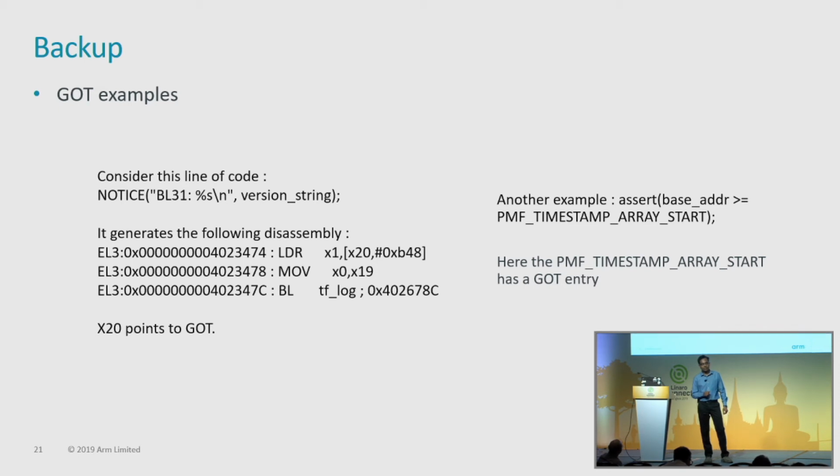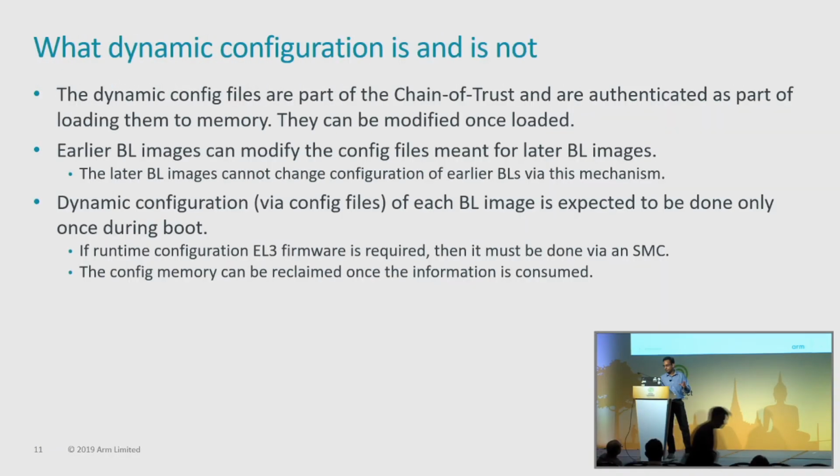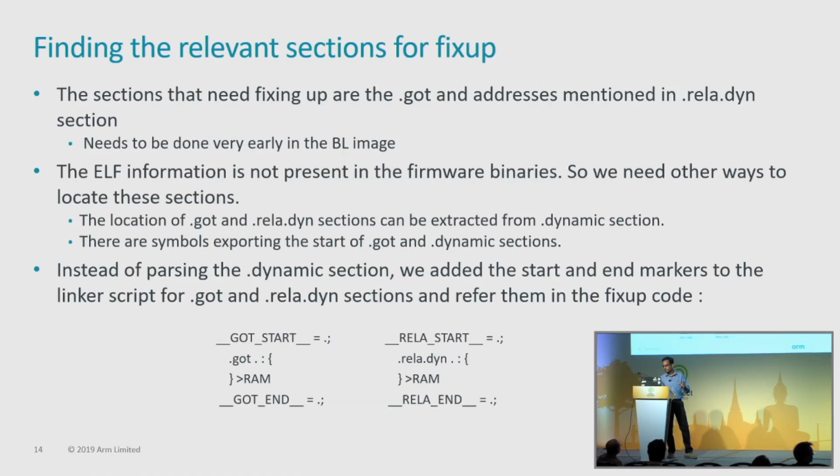So when you relocate your BL images, you have to be careful that you don't overwrite or touch any of the config files, which are currently put in a separate partition in the RAM. So even though with PIE you move your BL images around, the information in the config files still stays relevant, right? The key point here is that with PIE you can load the same blob at different addresses.